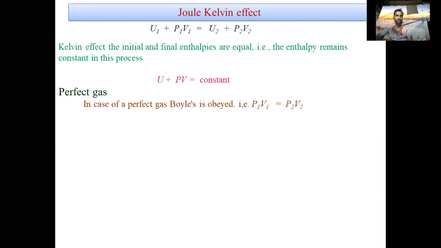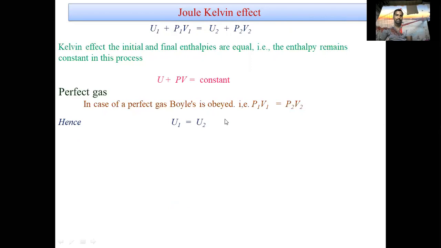In the case of a perfect gas, Boyle's law is obeyed, that is PV is equal to constant, meaning P1 V1 is equal to P2 V2. Now P1 V1 minus P2 V2 is equal to U1 minus U2, or U2 minus U1. P1 V1 minus P2 V2 is 0, because the perfect gas obeys Boyle's law. That's why U1 is equal to U2.